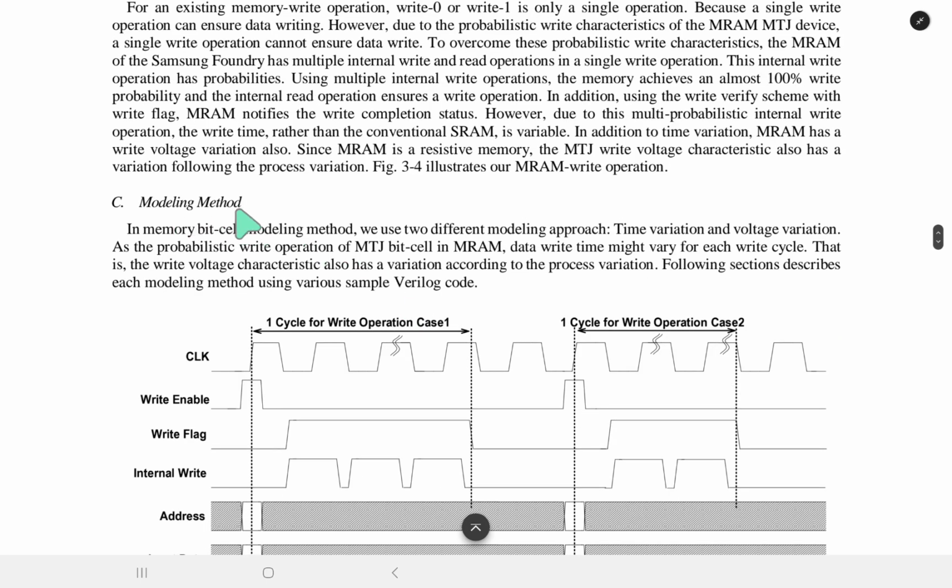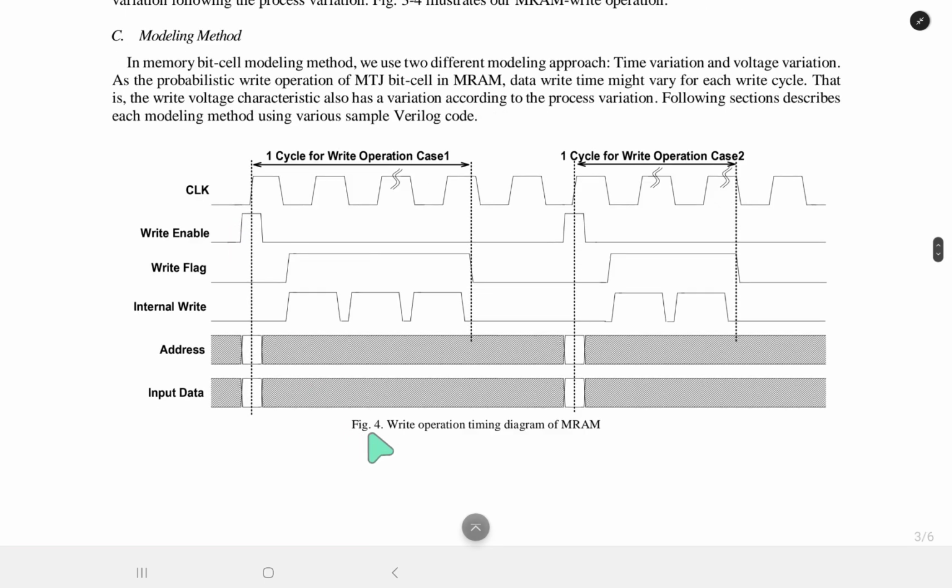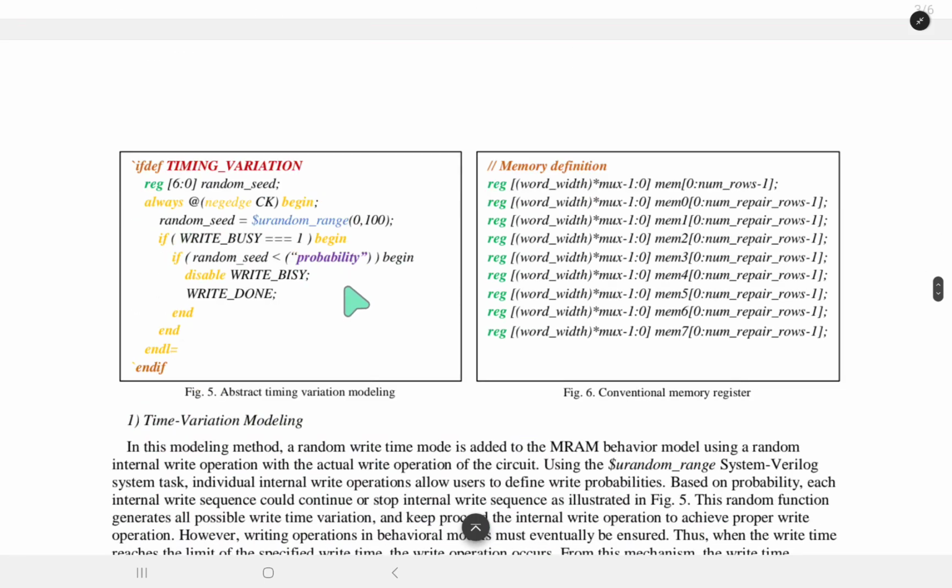Next, the modeling method. In the memory bit cell modeling method, we use two different modeling approaches: time variation and voltage variation. As the probabilistic write operation of the MTJ cell in MRAM, the write time might vary for each write cycle. That is, the write voltage characteristics also have variation according to the process variation. The following sections describe each modeling method using various sample Verilog code. Figure 4. Write operation timing diagram of MRAM.